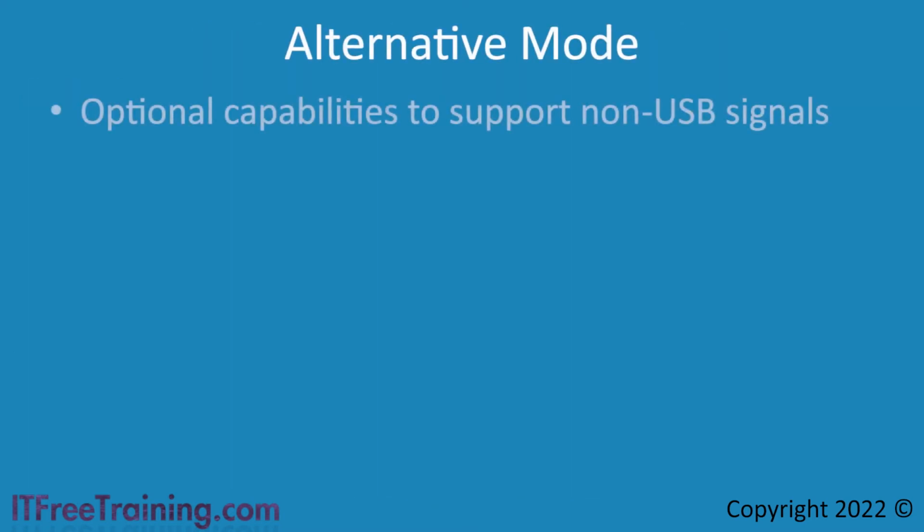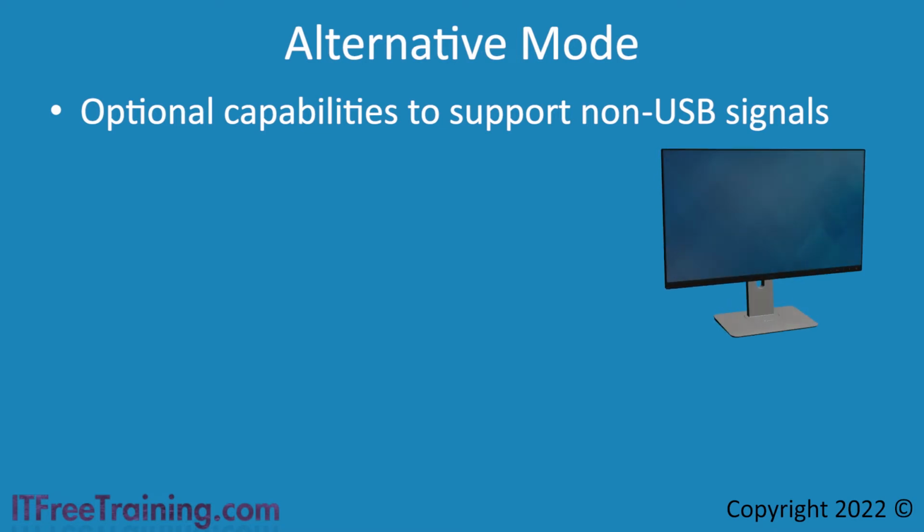Alternative mode is essentially optional capabilities to support non-USB signals over a USB cable. Consider that you have a monitor, and this monitor has a USB-C port which supports DisplayPort, HDMI, and Thunderbolt. It is up to the manufacturer of the device to determine what they will support.